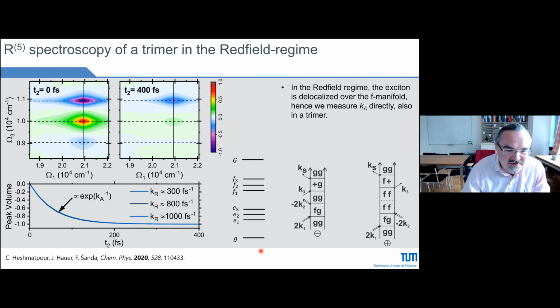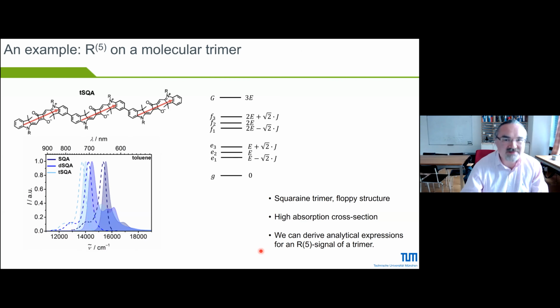Okay, so let's put this to a test, to a real system. That's the last part of the talk. This is the system we were looking at. It's a squaraine. Squaraines are fantastic systems because they absorb really strongly. They have a humongously big two-photon cross-section also. And you can form nice aggregates with them.